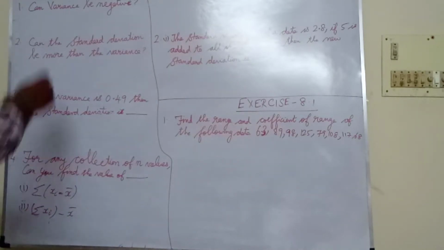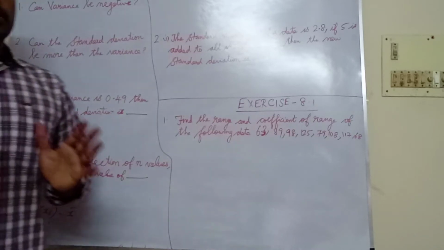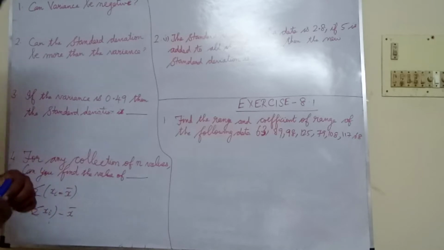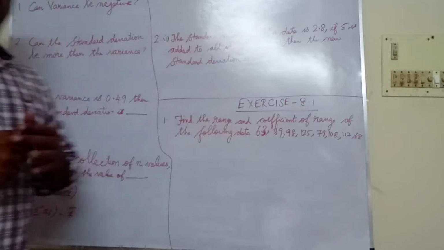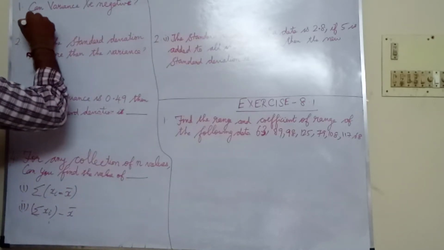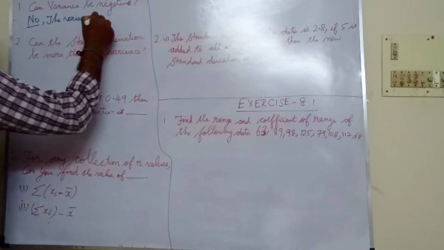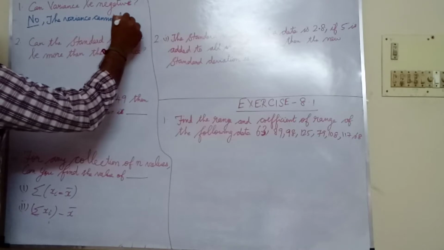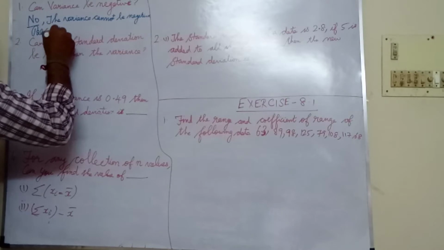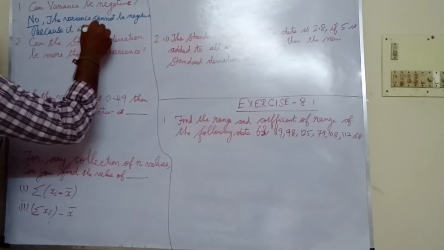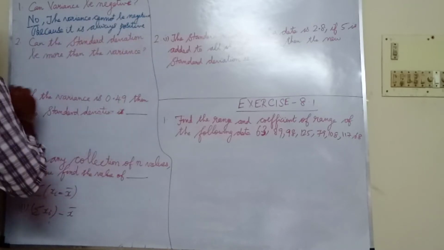First one: can variance be negative? They are asking whether the variance value can be negative. No, because the variance is always denoted with a positive value only. No, the variance cannot be negative because it is always positive.